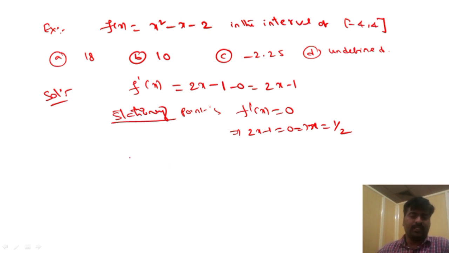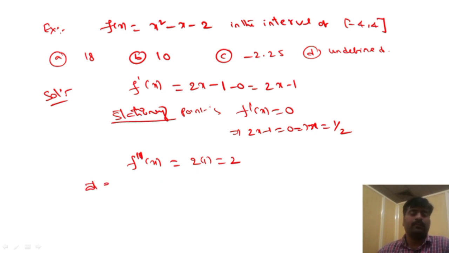Now we go for f''(x), the third step. That will be 2 into 1, which is 2. We can't define a sign in terms of x here because it does not depend on x. Anyway, it is greater than 0, so a minimum occurs, since f''(x) is positive.